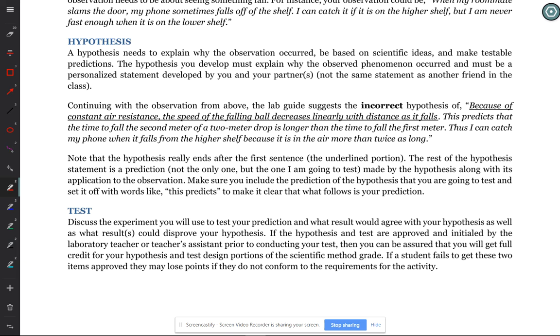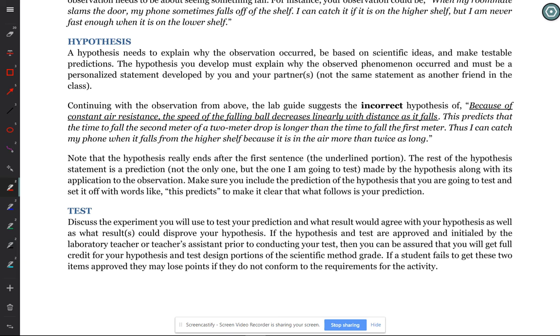On the other hand, if it's exactly twice as long or shorter than twice as long, then my hypothesis has been disproven. You can always disprove a hypothesis if it's the right experiment and it's a wrong hypothesis.